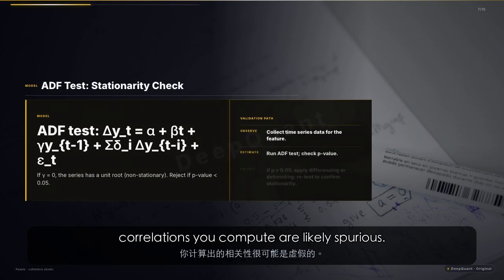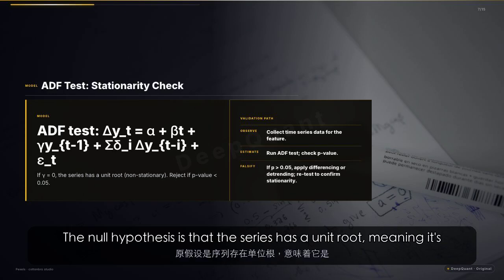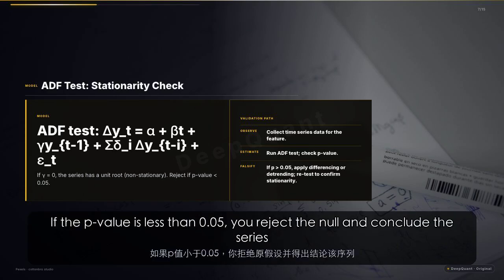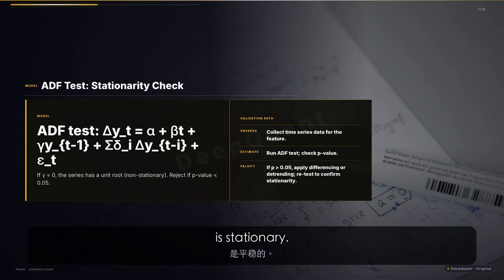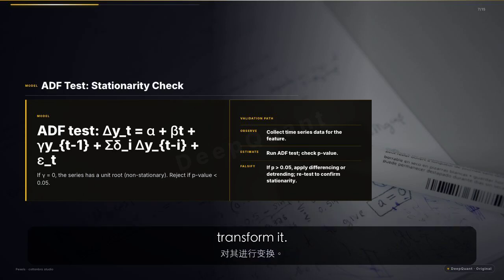The augmented Dickey-Fuller test, or ADF, tests for a unit root. The null hypothesis is that the series has a unit root, meaning it's non-stationary. If the p-value is less than 0.05, you reject the null and conclude the series is stationary. If the p-value is above 0.05, the series is non-stationary, and you need to transform it.